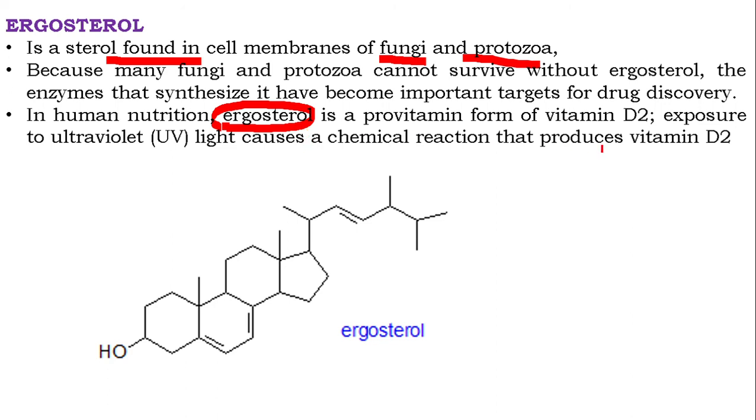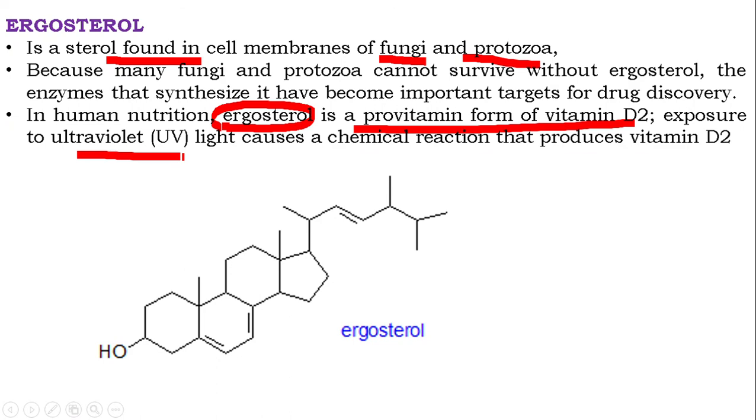And you know, this ergosterol is the source of vitamin. It's actually a pro-vitamin for us, the pro-vitamin form of vitamin D2. From this ergosterol, vitamin D can be formed in the body when the body is exposed to UV light. So essential for our survival. Only this much in this chapter.